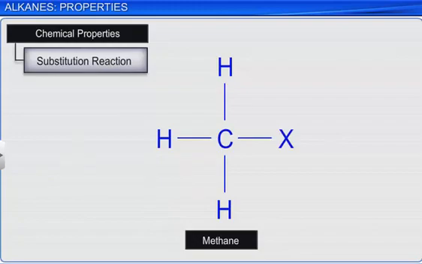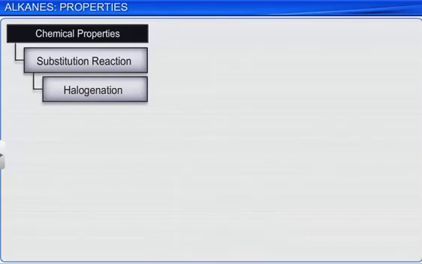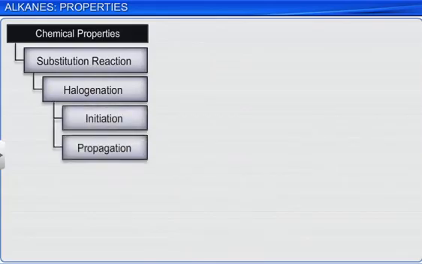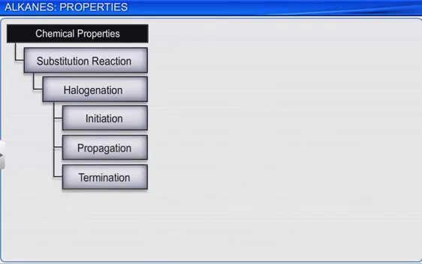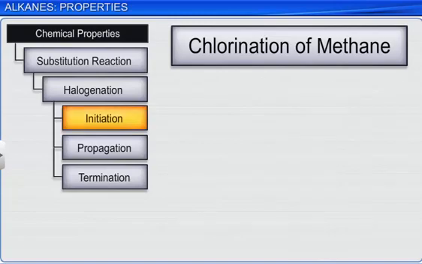When the element substituting the hydrogen is a halogen, the reaction is called halogenation. It involves 3 steps: initiation, propagation, and termination. Let's go through each step by observing the chlorination of methane. During chlorination of methane, the 4 hydrogen atoms of methane are step by step substituted or replaced by chlorine atoms, forming tetrachloromethane as the final product. During initiation, the chlorine molecule is homolyzed in the presence of heat or light, forming chlorine free radicals.